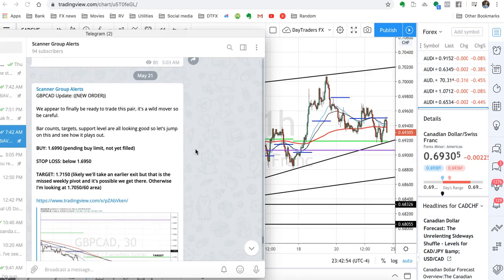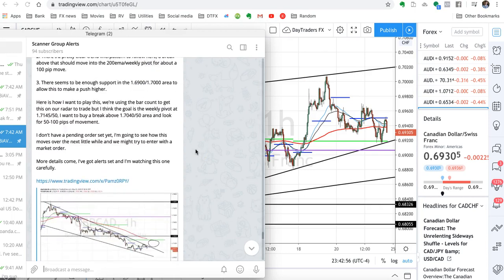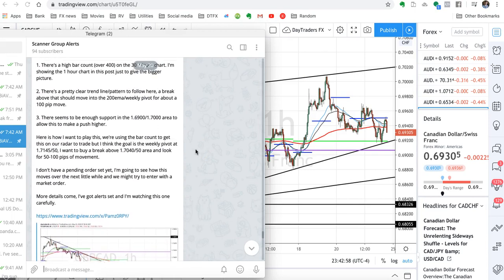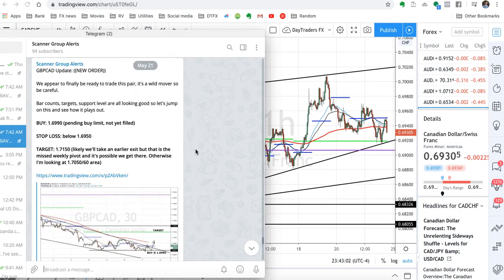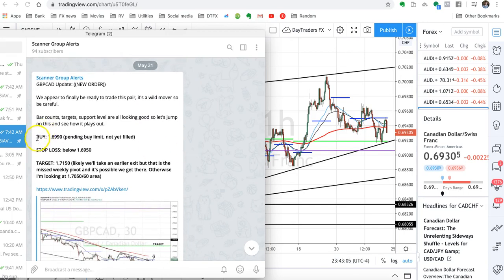So then it takes about another day. I post that pound CAD early in the morning on May 20th. And by May 21st, early in the morning, I said, you know what? I'm putting a pending buy order, a new order on the pound CAD, to get in at 169.90 with our stop loss just below 169.50.